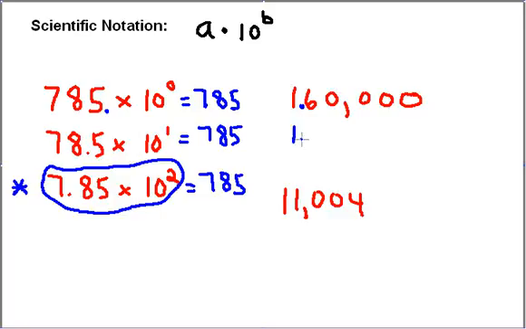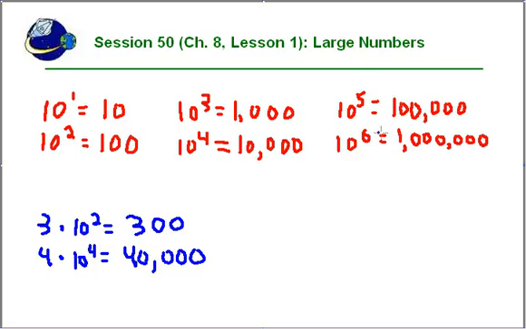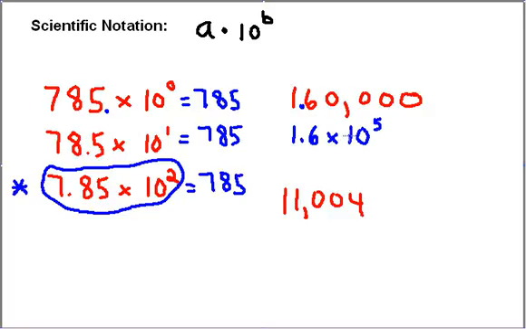So what I really have here is 1.6, and that has to be multiplied by 10 to a particular power. Well, what power is it? I had to move my decimal place from my ones over 5 times. That means that I have to use 10 to the 5th. And remember from our previous screen, 10 to the 5th equals 100,000. So if we come back here, what is 1.6 times 100,000? 1.6 times 100,000 is 160,000.